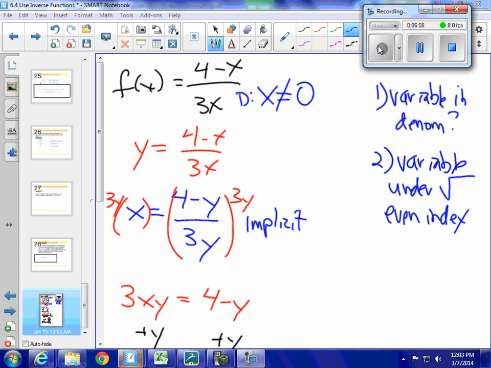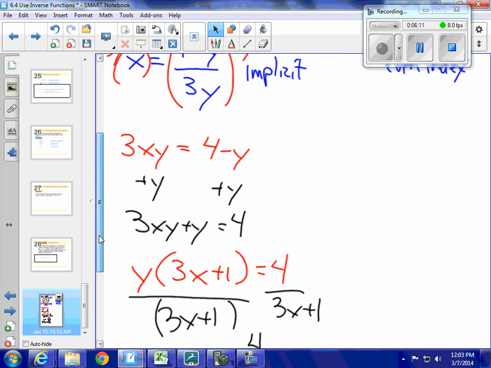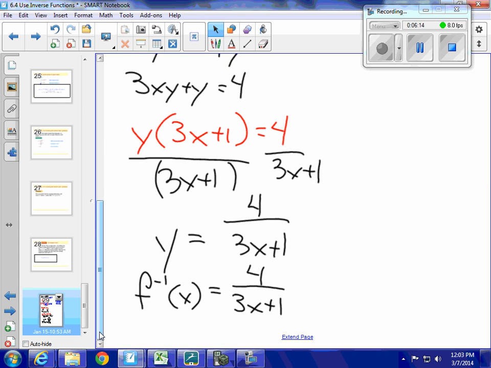Okay, let's look at the inverse here for a minute. So, two questions. Variable in the denominator? Yes. Variable under an even index radical sign? No radical signs. So I have to make sure that my denominator doesn't equal 0. If I want to know how to do that, I'm going to say, what if I set 3x plus 1 equal to 0? That'll tell me the value that I can't have for x.